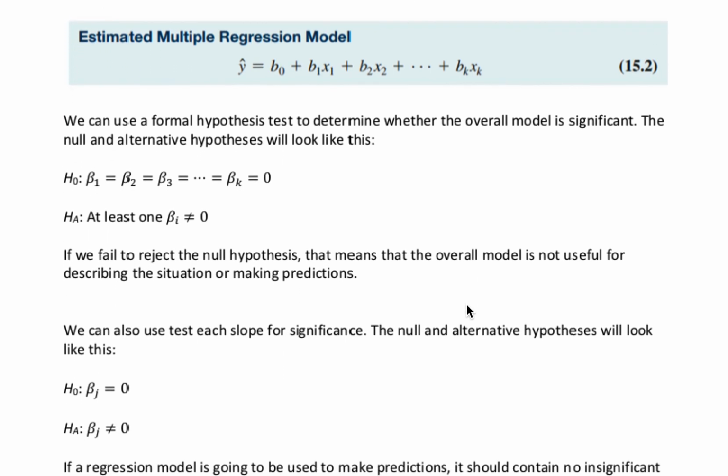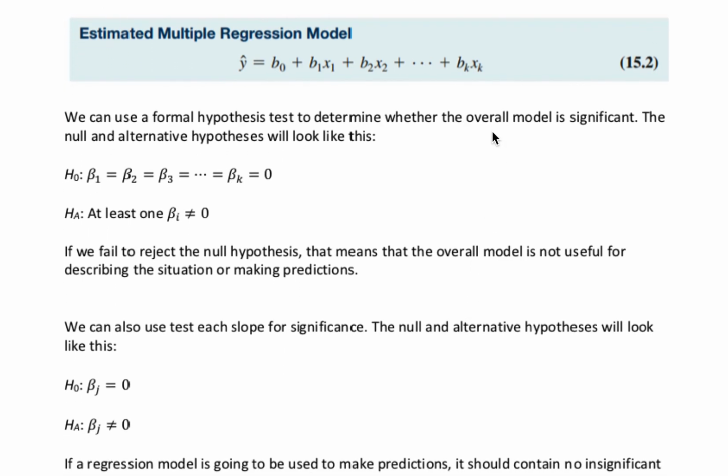So we can test whether our overall model is significant. Our null and alternative hypotheses for this test will look like this. Our null hypothesis is that b1 is equal to b2 is equal to b3, all of the slopes are equal to 0. Our alternative hypothesis is that at least one of the slopes is not equal to 0.